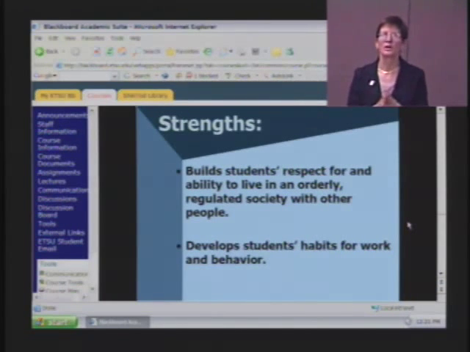The authoritative approach helps build students' skills for work and behavior. Again, unless you're just really way off the chart in terms of individualism and libertarianism and even revolution, you understand that children need to learn how to work. Human beings aren't born knowing how to work. And work is not just following instructions, although that's a really good skill. It is complicated.